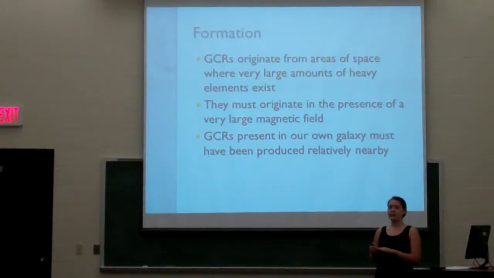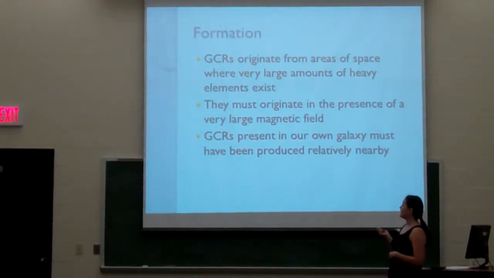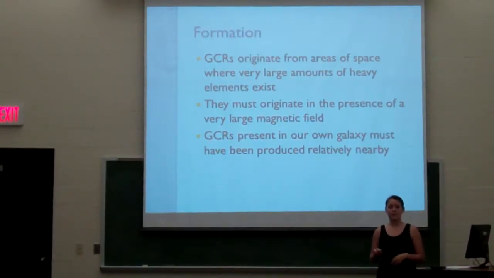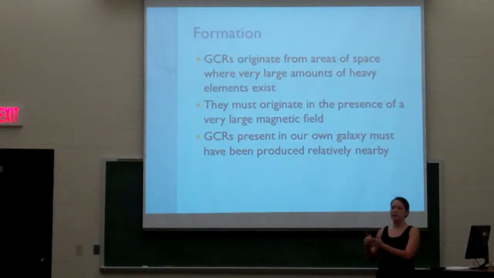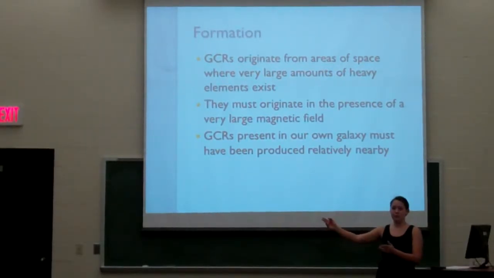They must also originate in an area with a large magnetic field, because the magnetic field is going to help accelerate the particles when they're created. And it is hypothesized that GCRs present in our own galaxy have had to be created relatively close to Earth, because Earth's magnetic field traps the GCR particles, and if they were produced too far away from that magnetic field, they would have escaped into other parts of space.